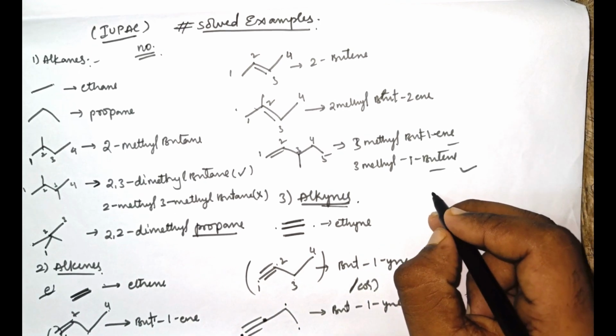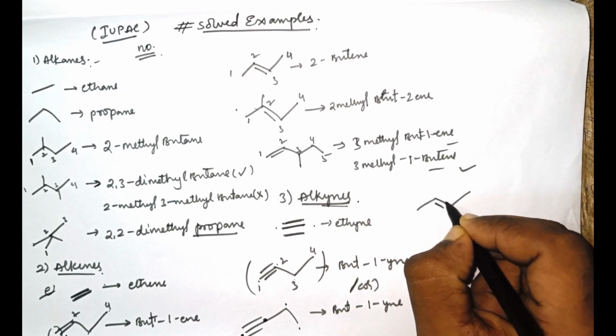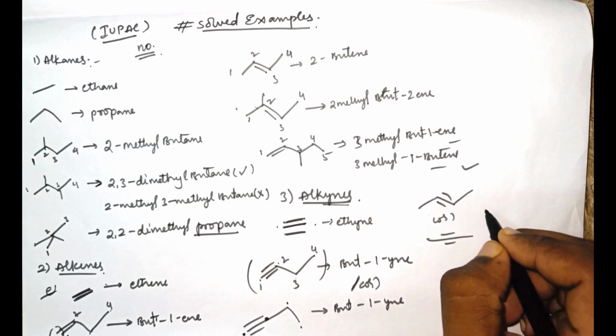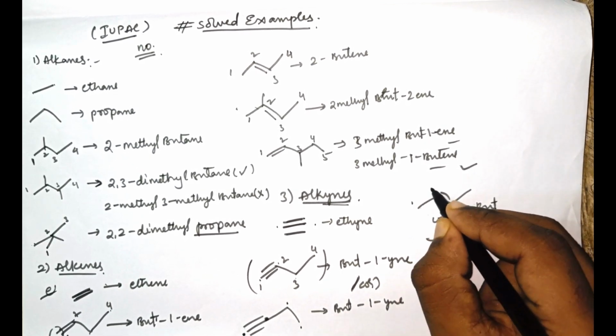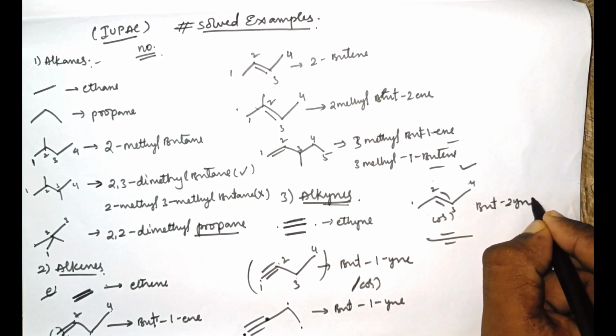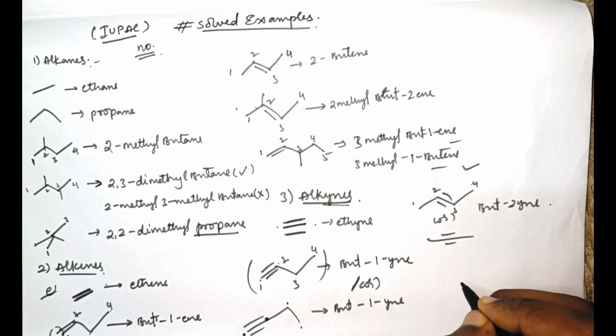And now let's take this example, or I represent it in this manner. This must be named but, 1, 2, 3, 4. The unsaturation starts at the second carbon, 2-yne. Now let's take this compound. This seems pretty interesting.